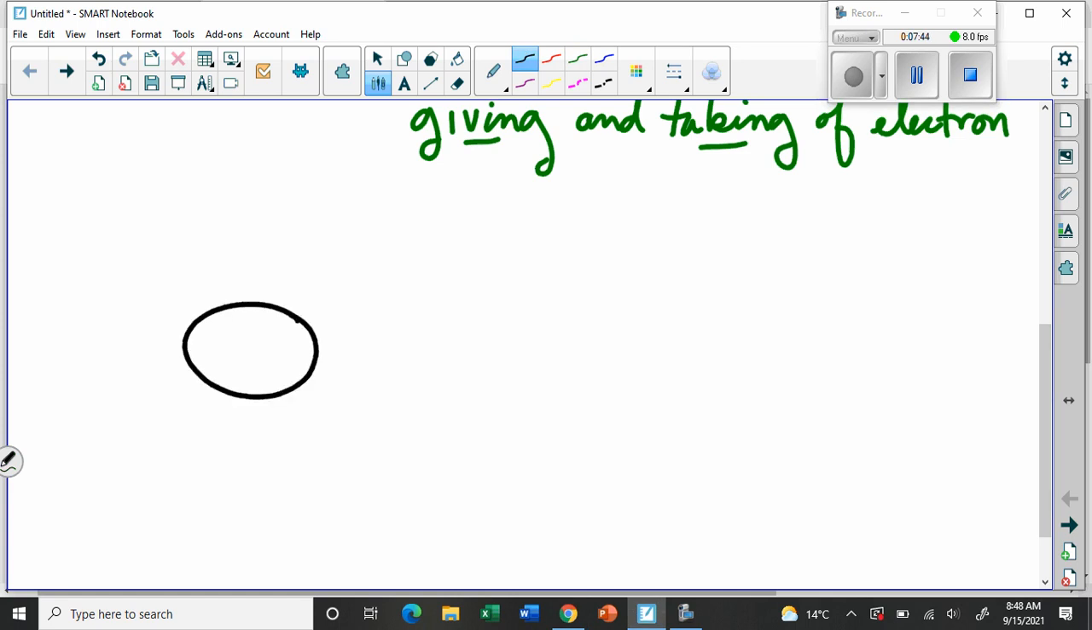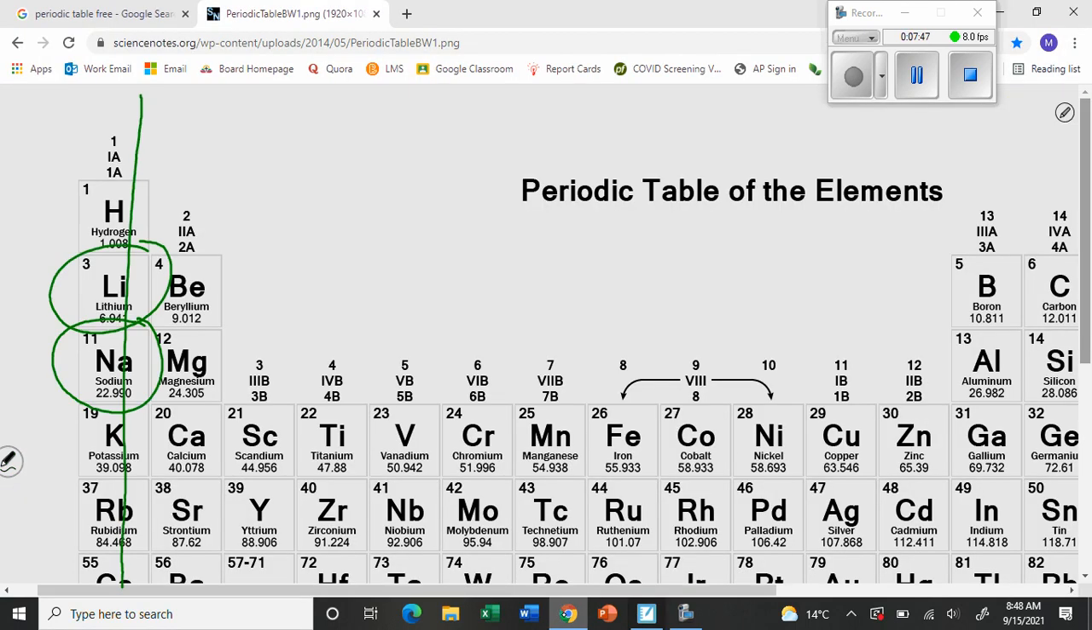So if we draw sodium like this, and of course we would have to look at the table, we can see that sodium has its atomic number right there, 11. So that means it has 11 protons and 11 electrons, right? And then this number is the mass. It rounds off to 23. And if we subtract 11 from 23, we're left with 12. So there are 12 neutrons, right? 11 protons, 11 electrons, and 12 neutrons.